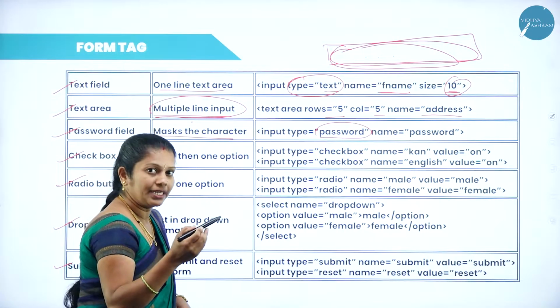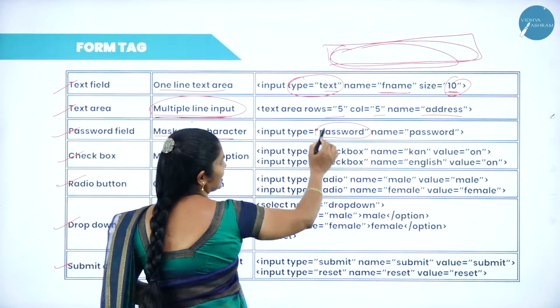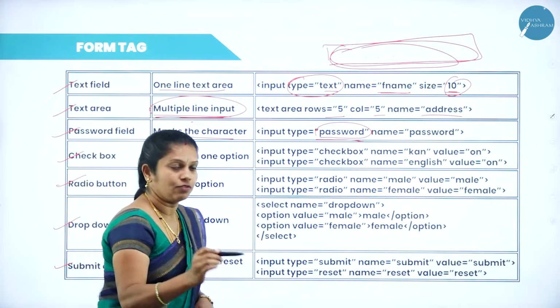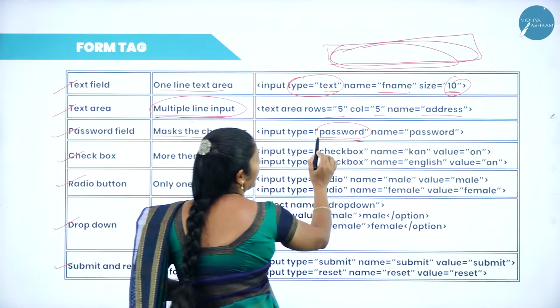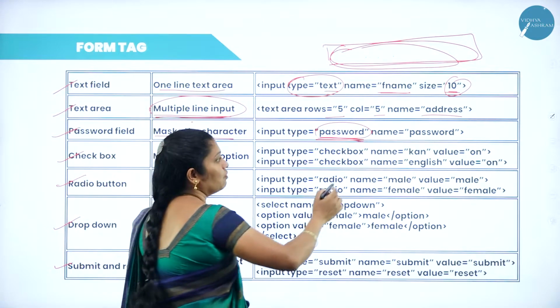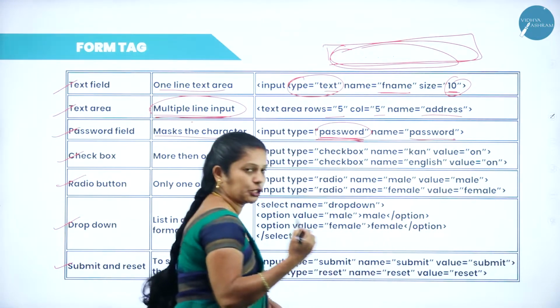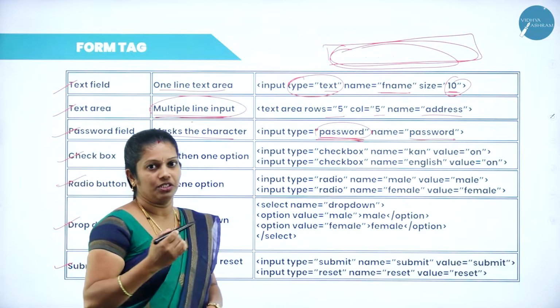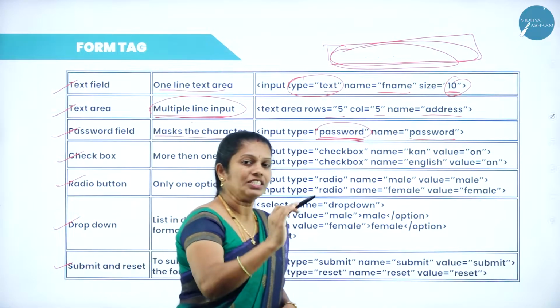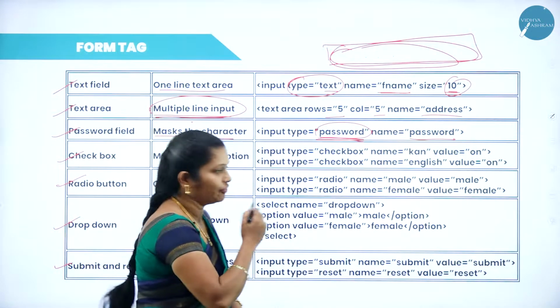When you want to input the data in text format, here you will write text. When you want to input the data in password format, in the place of input type equals text you have to mention password. You also have to mention the name, by which heading it has to be stored. That is the name you have to mention. On the server side, it tells on which heading it has to be stored.